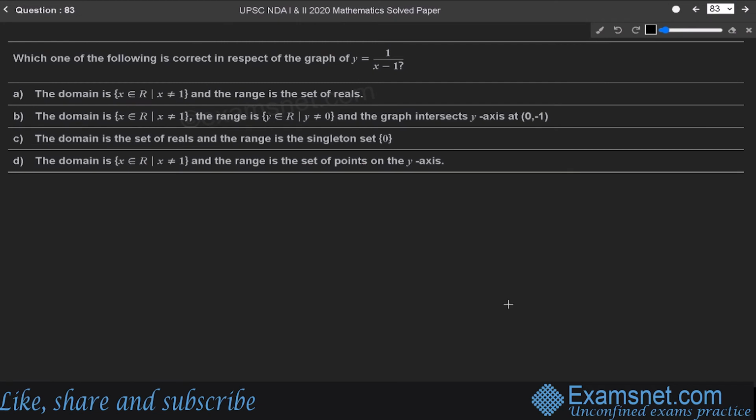Next question is, which one of the following is correct in respect of the graph y = 1/(x - 1)? So the given graph is y = 1/(x - 1), and we have to find which of the following statements are correct regarding this graph. Since we know that this is defined for all real numbers x except when x is equal to 1, and we can say that the range of the graph is y belongs to R and y is not equal to 0. Let us understand this by making a graph.